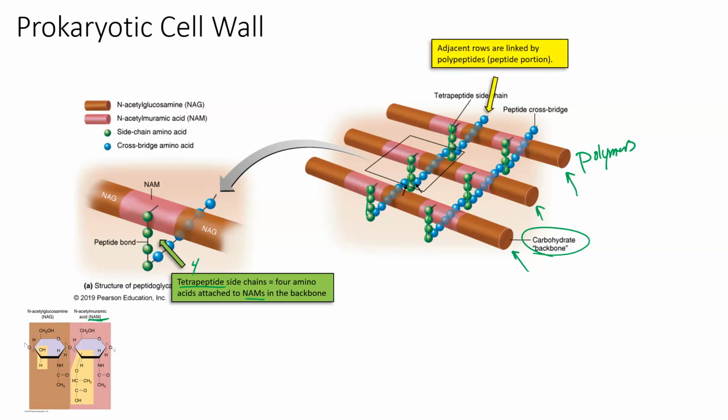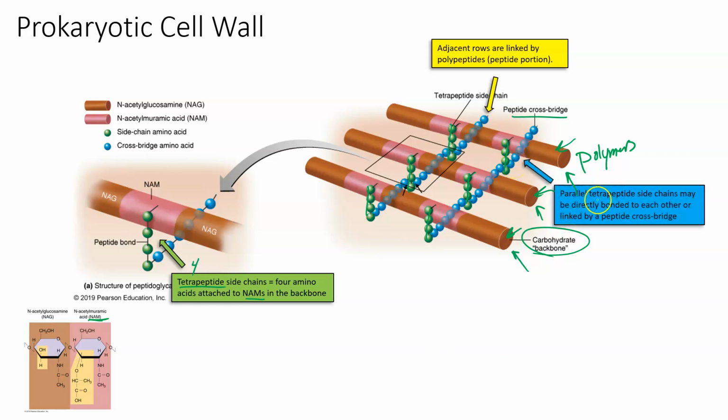Okay? You have these cross bridges, which are blue in this case, and so adjacent rows are linked by these polypeptides, which are the protein portion. They are the peptide cross bridges. Okay, they're blue, and so these are the cross bridges that are actually going to link the individual rows. This is a row, this is a row, this is a row. So you have the tetrapeptides, which are linking our rows vertically, and then you have the cross bridges that are linking our rows horizontally.